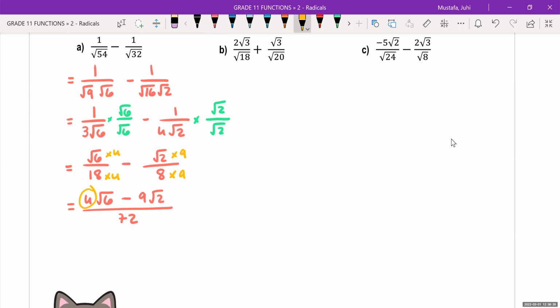You look at all of the coefficients and you ask yourselves, are these coefficients factors of each other or multiples of each other? And if they are, then you would actually have to simplify them. But 4, 9, and 72, are they all factors or multiples? They're not. And so our final answer would just be 4 root 6 minus 9 root 2 over 72.